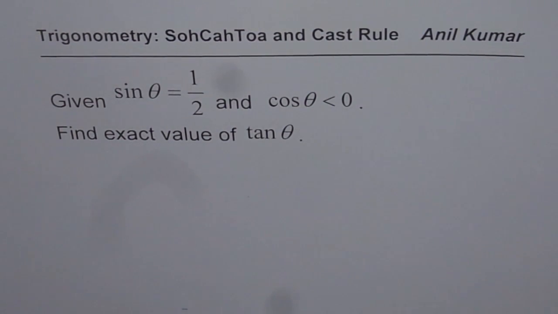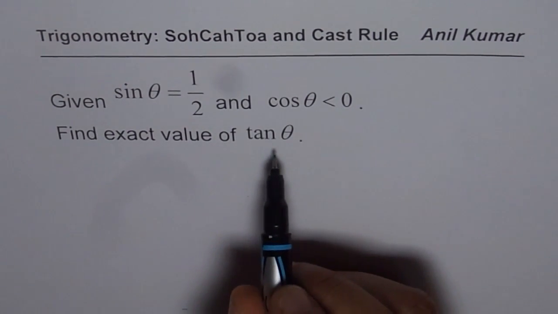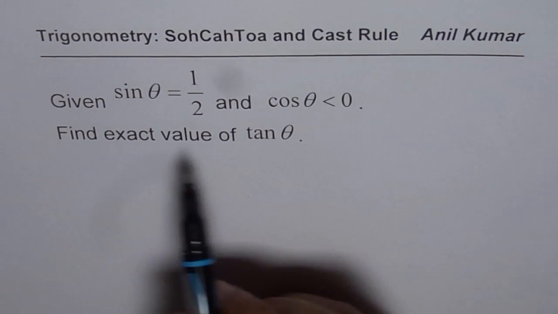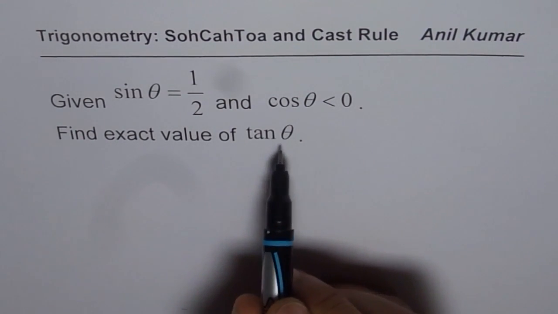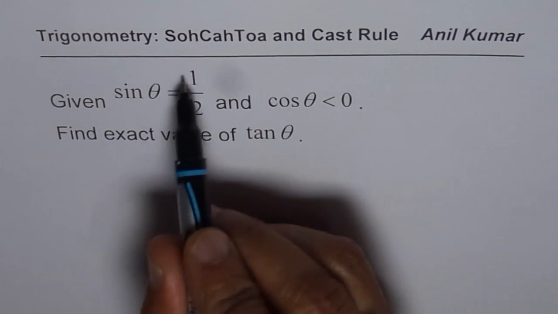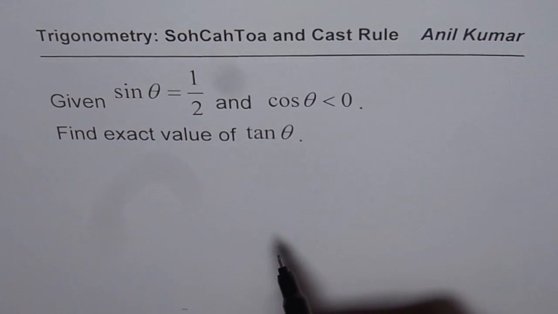In this video we'll try to understand the very basic concepts of trigonometry and find the value of trigonometric ratios. The question here is, given sine theta equals half and cos theta less than 0, find the exact value of tan theta. We need to find the exact value of the ratio tan theta, not the angle. So the ratio is something like 1/2, right?